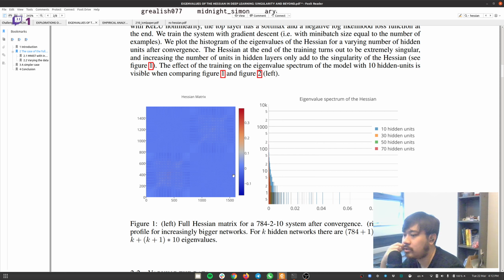Eigenvalue profile for increasingly bigger networks. I did an experiment actually similar to this, and I noticed the dependence of, okay, it doesn't matter. For k hidden networks, there are, for k hidden networks, what? 784 plus 1 times k, for k hidden nodes.